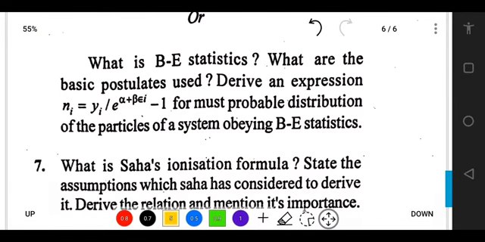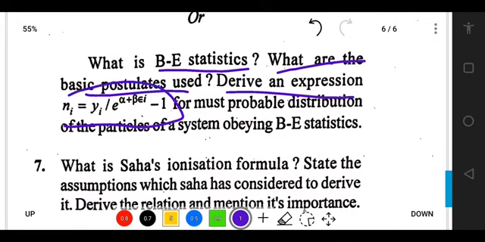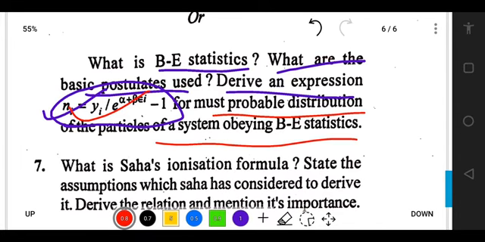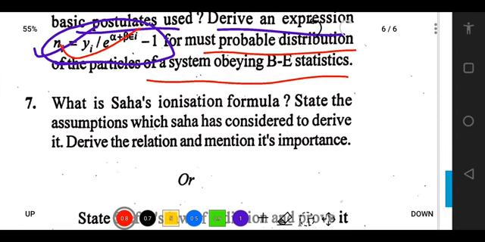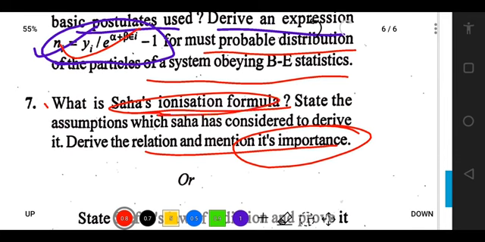Then this BE means Bose-Einstein. This is Bose-Einstein statistics. What are the basic postulates, derive the expression; this expression is most important. Refer to it. Okay. The most probable distribution of the particles of a system belongs to the Bose-Einstein statistics. Okay. Then it asks about Saha's ionization formula: state the assumptions, how gases are ionized, derive the relation and mention the importance. Saha's ionization formula is also important. Okay.